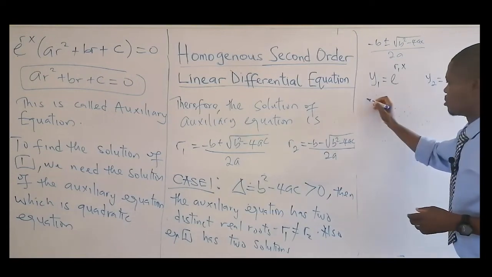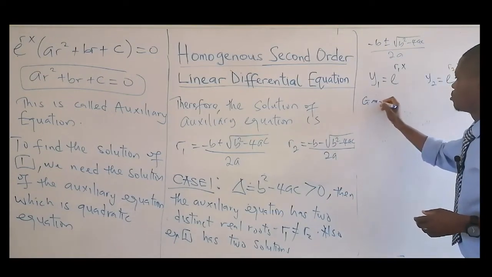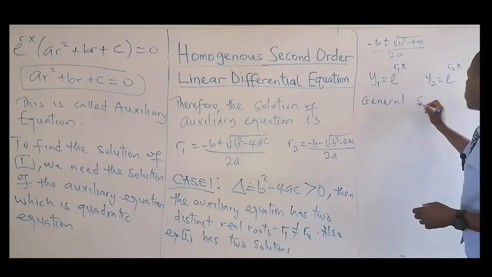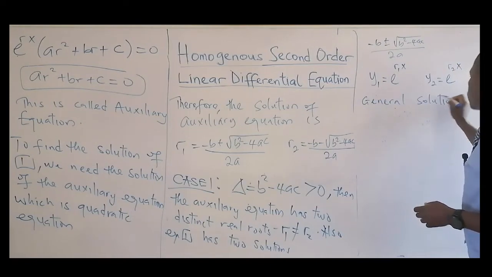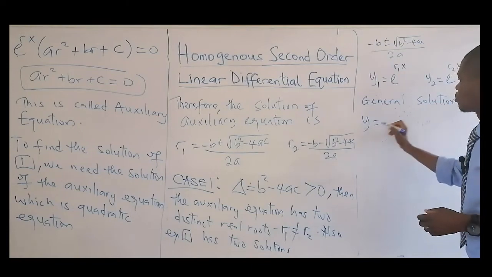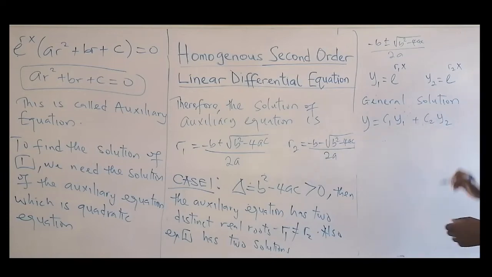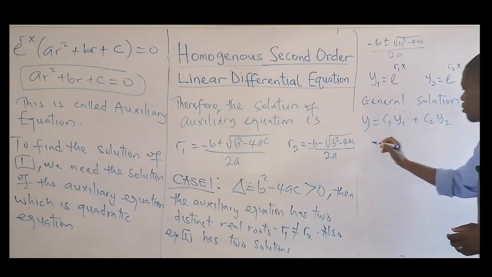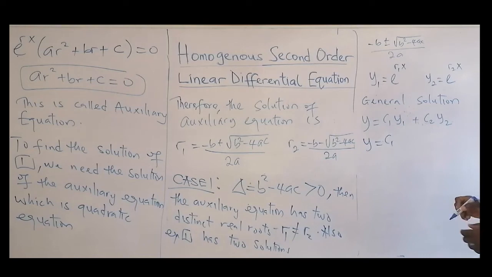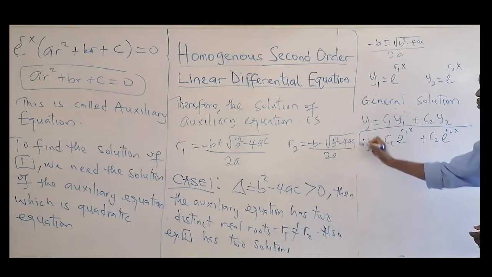And then the general solution for equation one will be y equal to c1 y1 plus c2 y2. So this will now become c1 for case 1, y1 is e to the r1 times x, plus c2 e to the r2 times x. So that's for case 1.